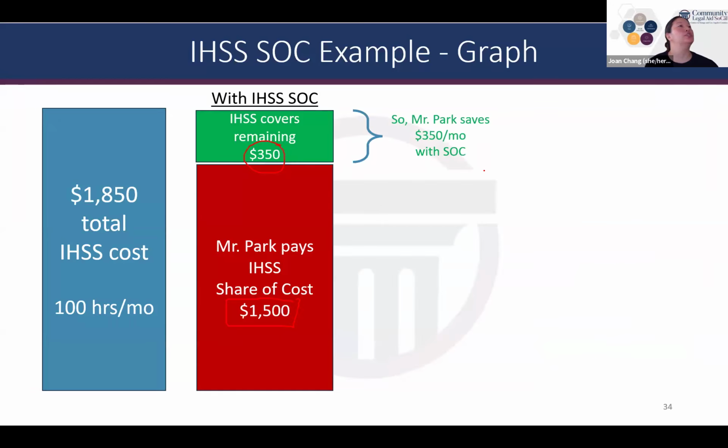Okay, I think we've reached the end. But any questions about how IHSS share of cost works? Oh, yeah, go ahead, Robin.